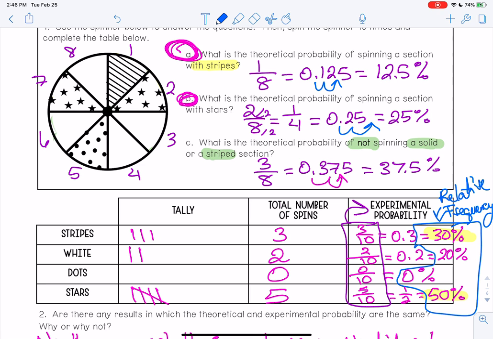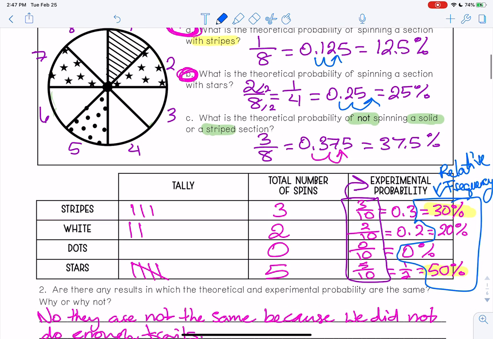If you only flip the quarter 10 times, it's not going to be 50%. I mean, it could be, but probably not. You would have to flip it at least 100 times, if not more, to really get heads to be 50% and tails to be 50%. So relative frequency, we go from experimental probabilities as a fraction and we turn it into a percent.